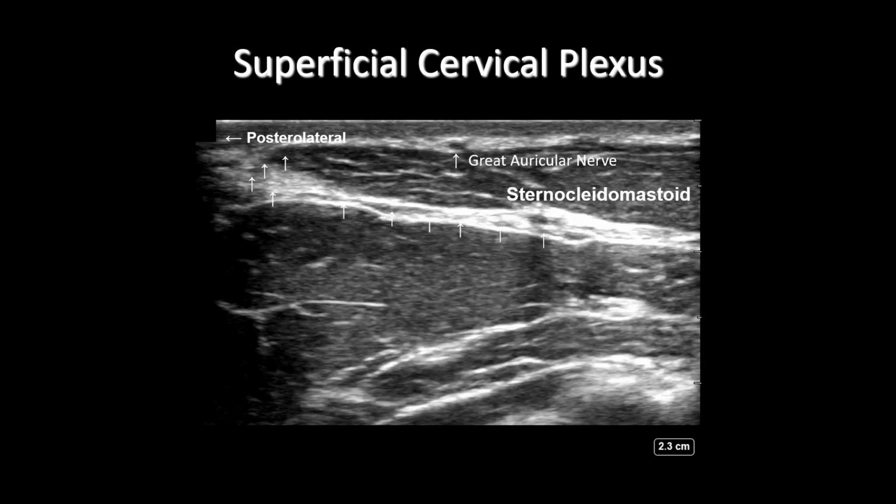This is a sonographic image of the superficial cervical plexus. Here's the sternocleidomastoid muscle, and this is the area where you would want to place local anesthetic to provide a superficial cervical plexus block. You'll note here that sometimes you can individually see the great auricular nerve and trace it as it moves cephalad to innervate the area around the ear.